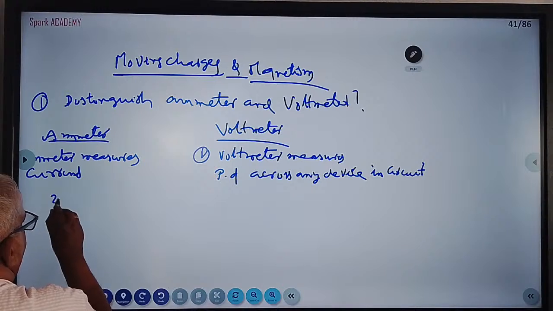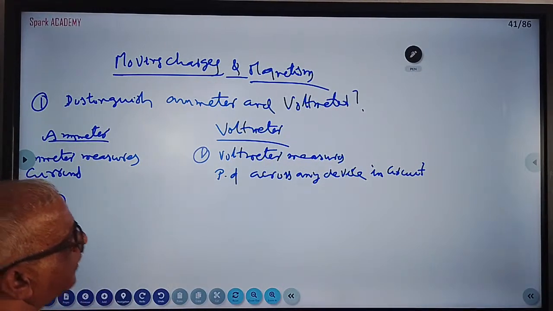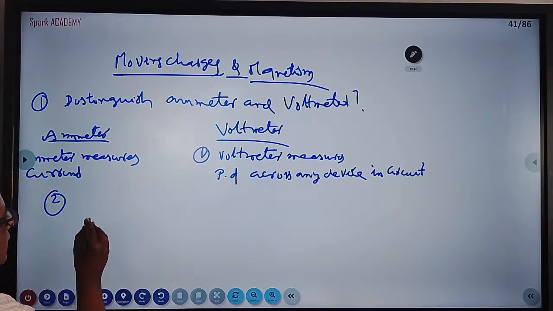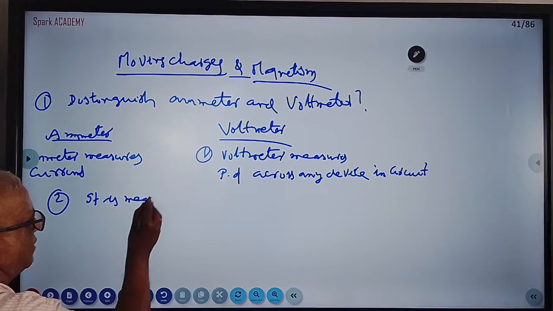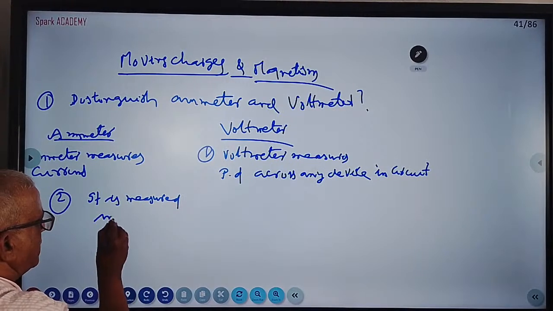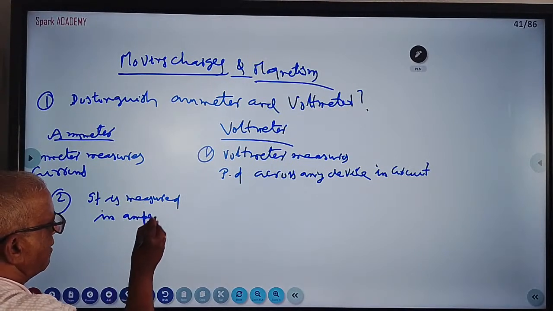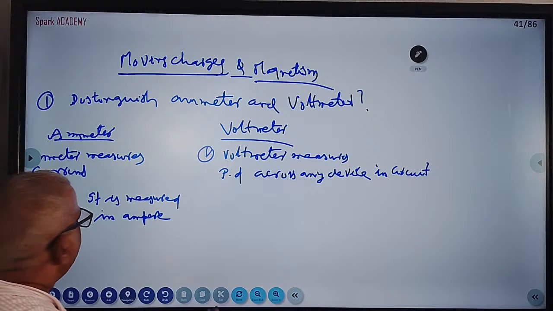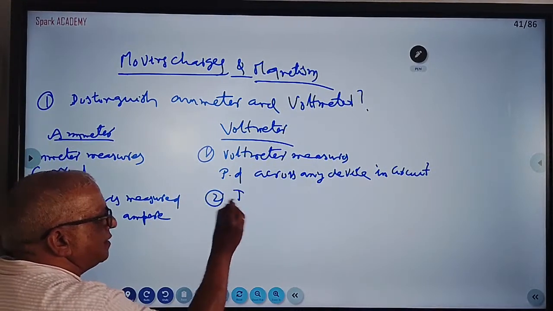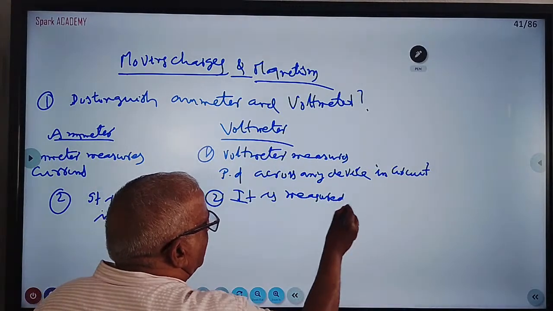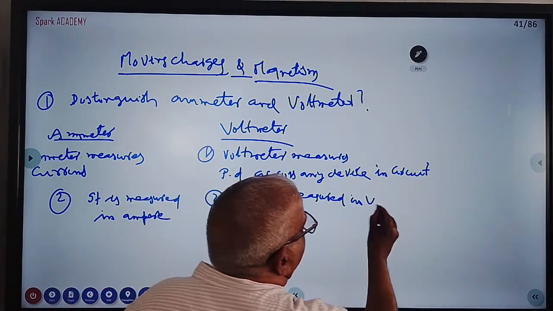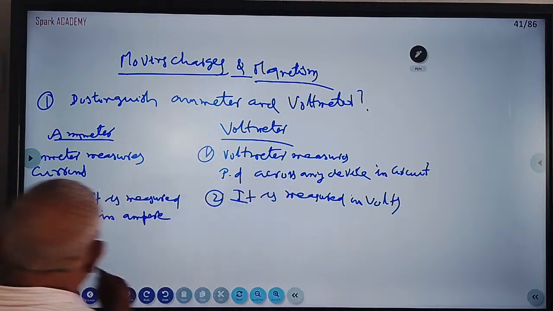Then the second point. Ammeter is measured in amperes. Voltmeter is measured in volts. Third point.